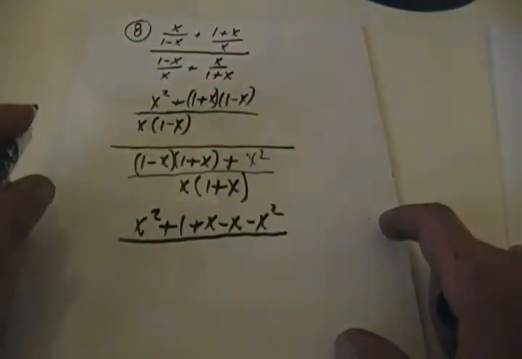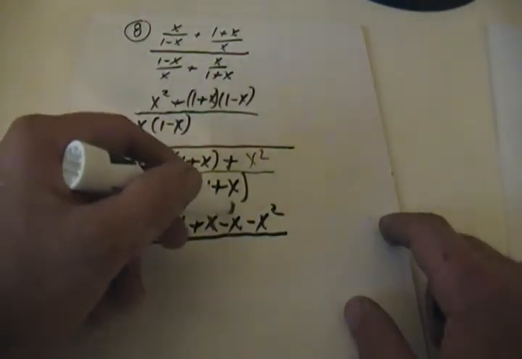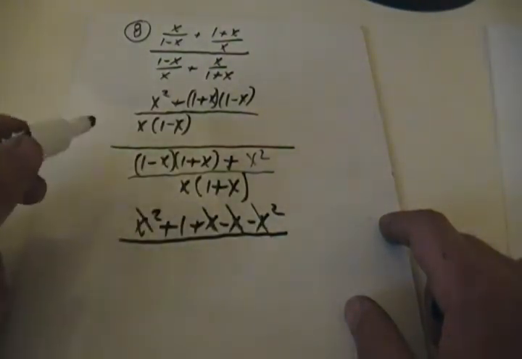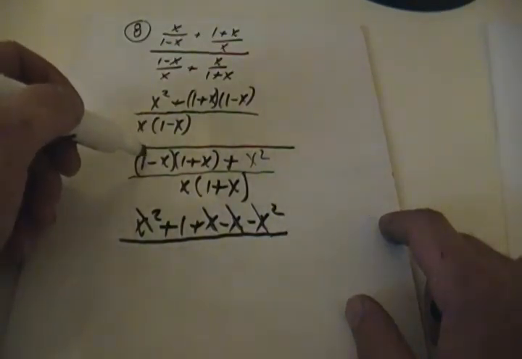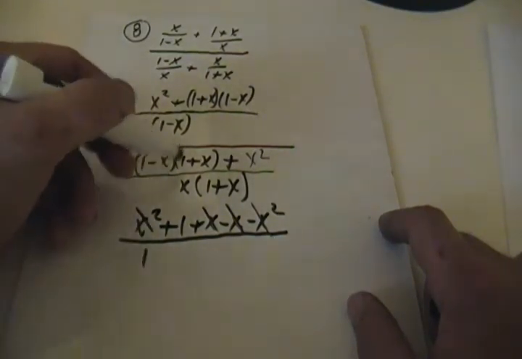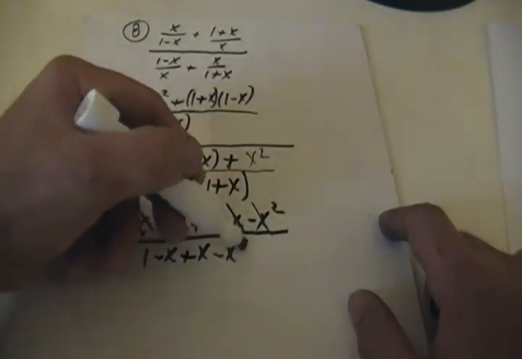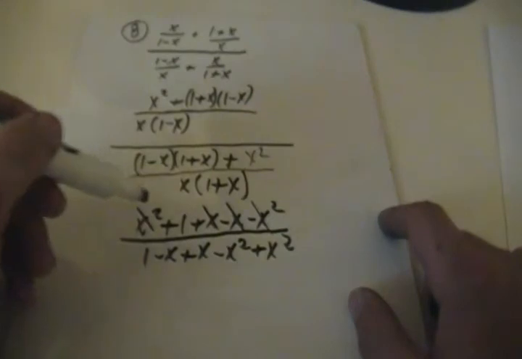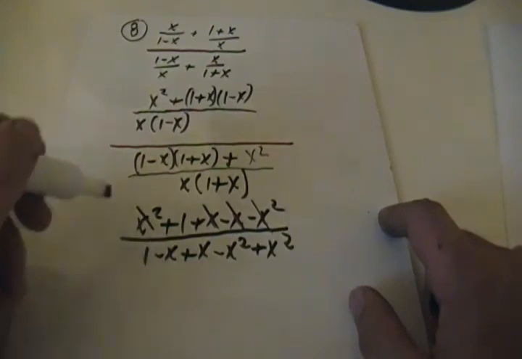So you can see right away that we have a lot of things canceling. The x minus x cancels, and the x squared minus x squared gives me 0, so all I have left on top is that 1. And let's do the same thing for the bottom. It's going to be a very similar situation. When we FOIL this out, we have 1, and we have a negative x and a positive x, that cancels, and then we have a negative x squared, and then we have our original x squared over here. So taking a look at that, you can see that it also cancels out, and we're just left with 1 on top.